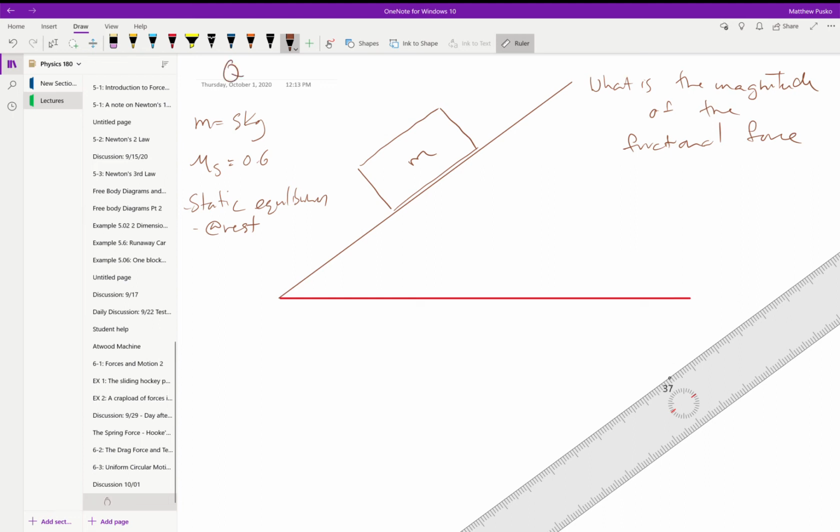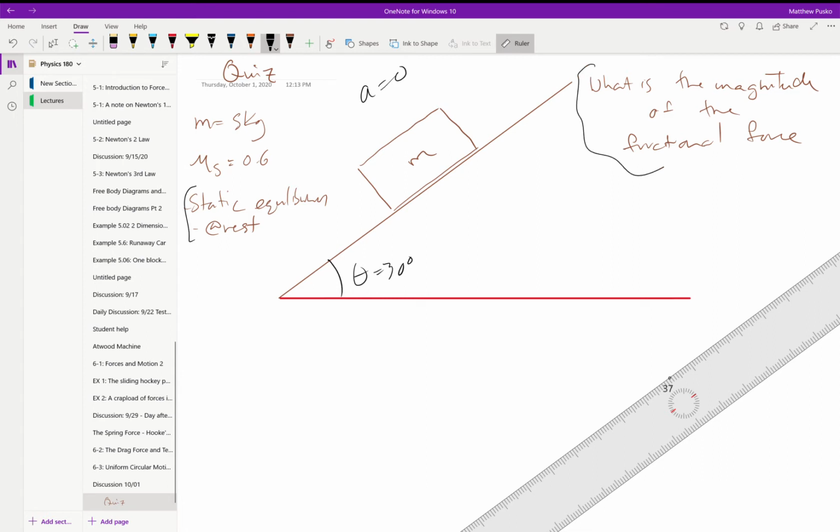Alright, this is for quiz 9. Webex didn't record. I just wanted to do this problem again for y'all real quick. We have a mass on an inclined plane. The angle was 30 degrees, 5 kilogram mass, and we're given a coefficient of static friction. And I say it's in static equilibrium and at rest, so there's no acceleration.